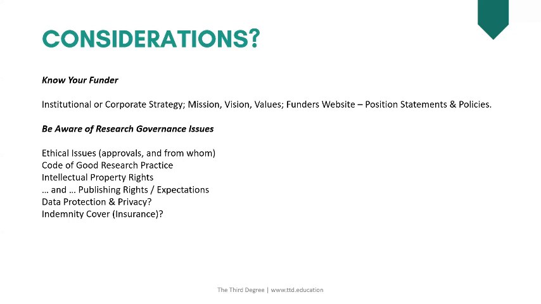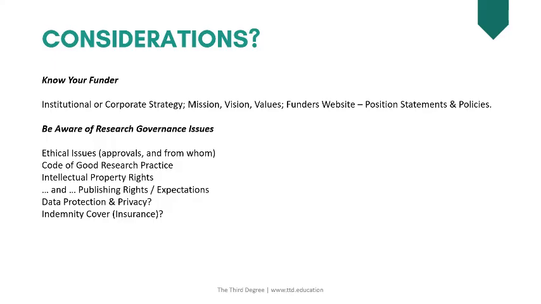Very simple advice. Look, you've got an opportunity for a research grant. Who's giving this to you? And the moment you've got who's giving this to you, then simply find out about them. What's their institutional strategy, their corporate strategy, their mission, their vision, their values? Have a look at their position statements, their policies. Does this line up with you? If somebody's giving you money, but they have a very different purpose or very different vision on the world, that might actually cause you problems later. And that kind of leads me into being aware of research governance issues.